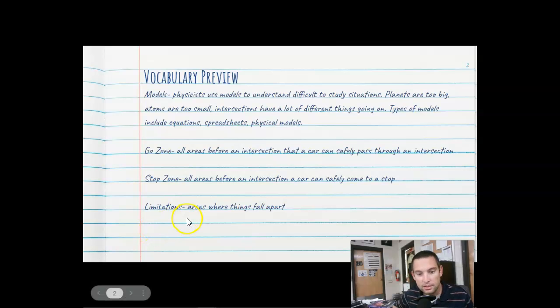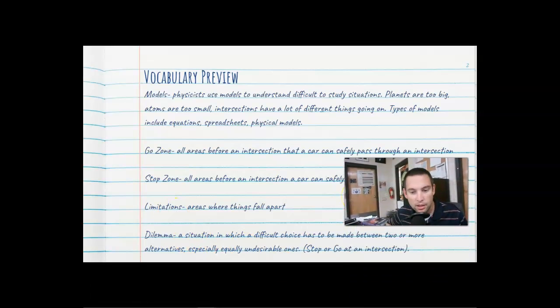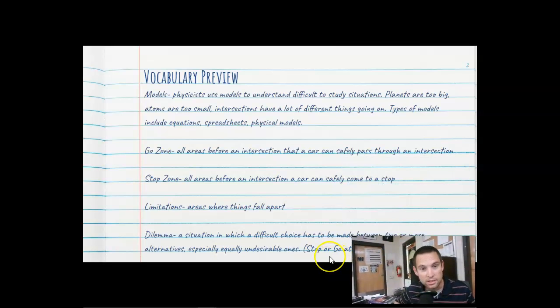Limitations. This is what we call when things fall apart, when they stop working. And a dilemma is a situation in which a difficult choice has to be made between two or more alternatives, especially undesirable ones, like stop or go at an intersection.